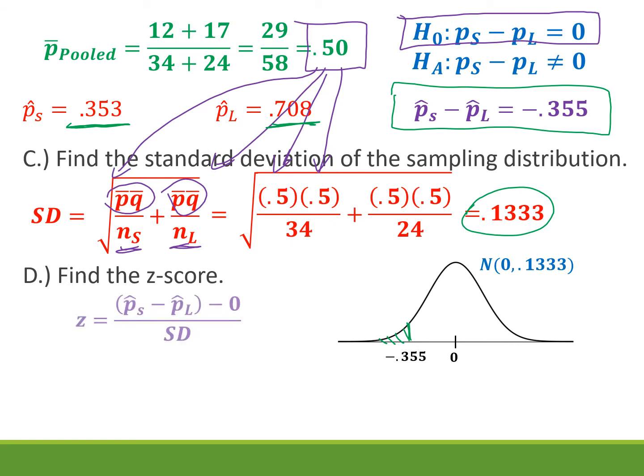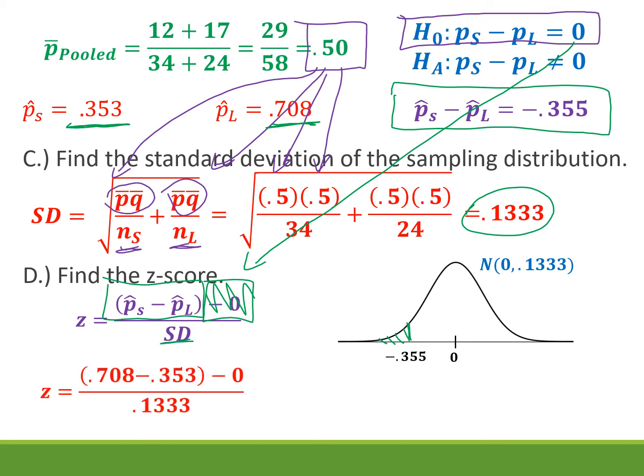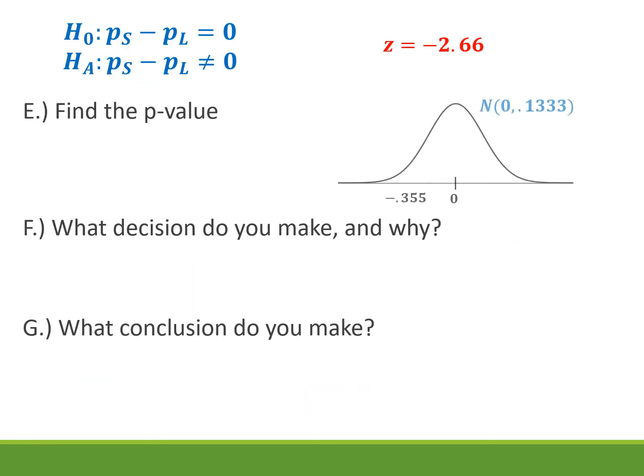that we just found? We subtract the null hypothesis, and that null hypothesis is always a 0 here, which means we really can just leave that part out and just look at, is that an unusual difference compared to that standard deviation? Okay, so we subtract them. This can be ignored. And we get a z-score of negative 2.66. So now we want to find a p-value. This difference of negative 0.355 was 2.66 standard deviations below the mean.